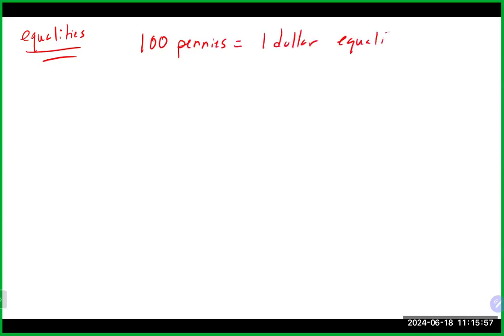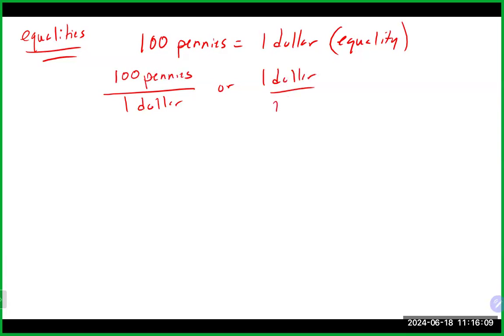So first off, as we talked about before, we do have equalities. And equalities represent two different units, but represent the same amount of something. If we had 100 pennies, that is the same as $1. That would be our equality. And from that, as I mentioned, you could write two conversion factors, 100 pennies over $1, or $1 over 100 pennies.